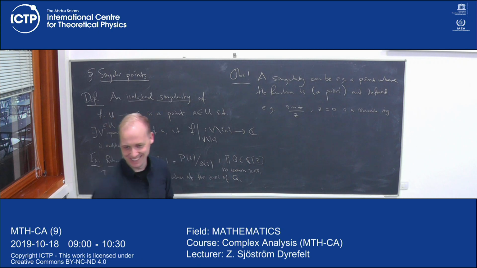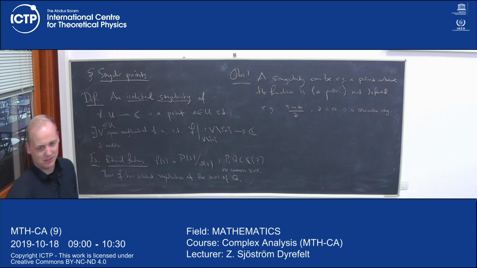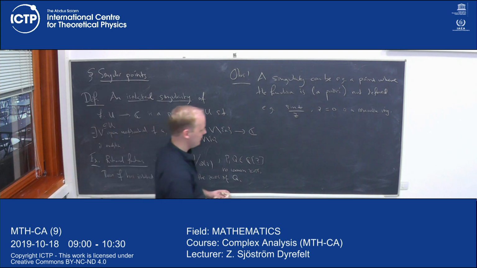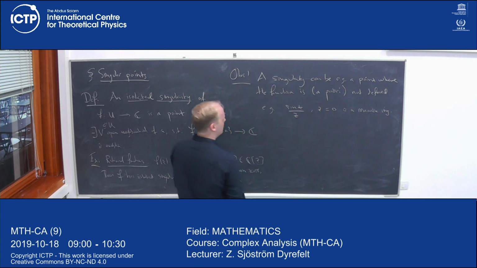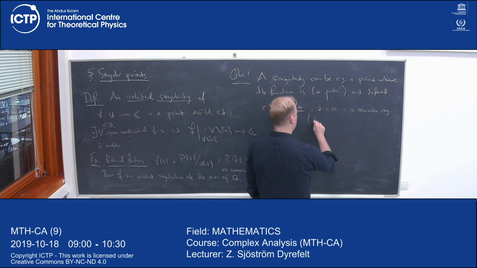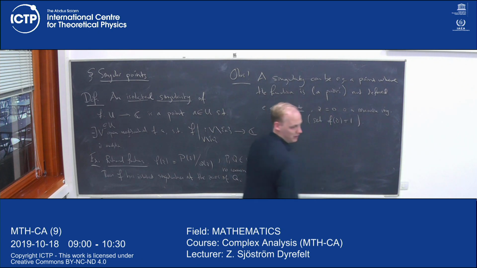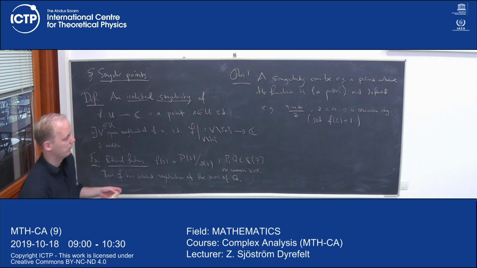Okay? So this is a removable singularity. Removable singularities are points that aren't actual singularities, because you can define this to be equal to 1 at 0. And then you see that it's actually an entire function. Okay? And it becomes entire. So it's a removable singularity.